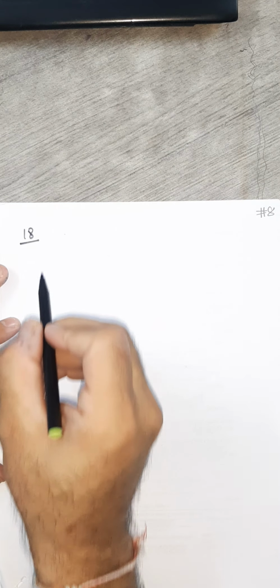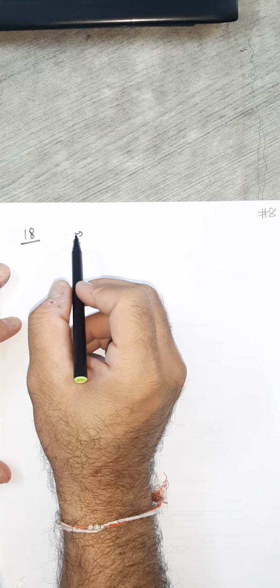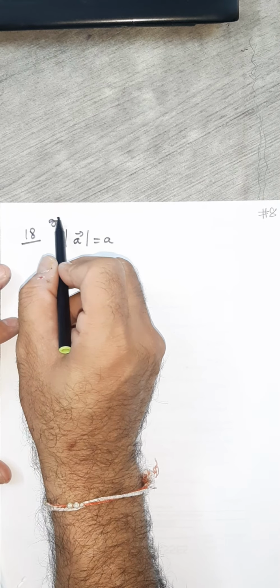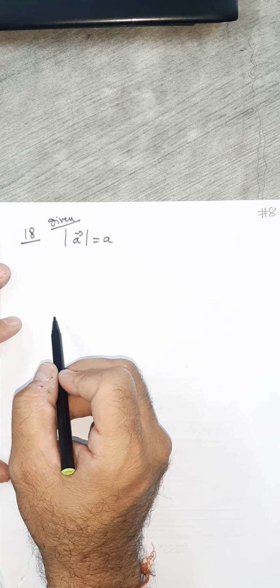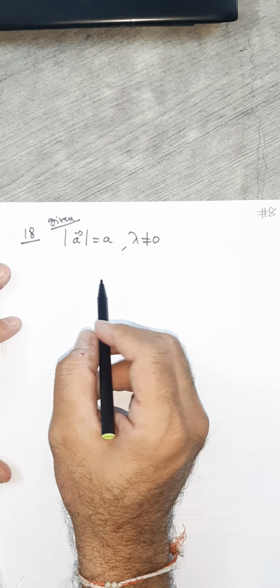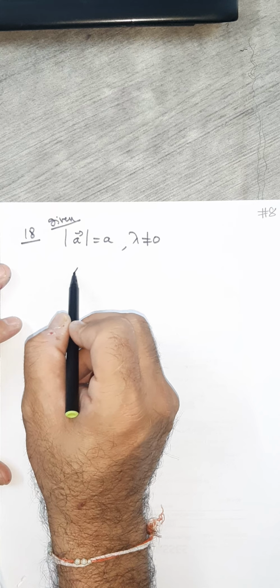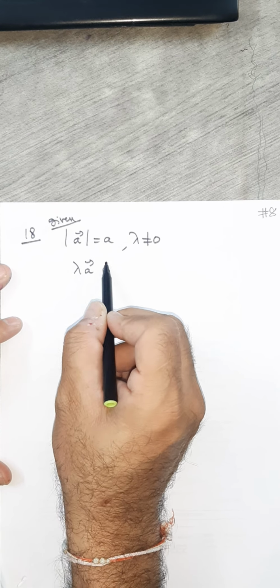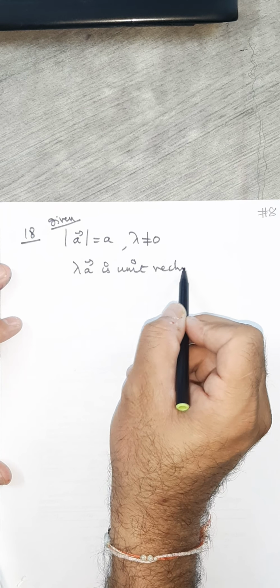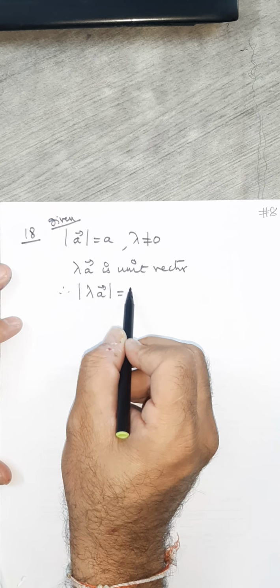Let's see the last question, MCQ. You are given a vector A with magnitude equal to small a. This is given, remember. Magnitude of vector A equals small a. Lambda is a scalar number which is not 0, right? And this is a unit vector, that's given to you. It means its magnitude must be 1. So magnitude of this equals 1.